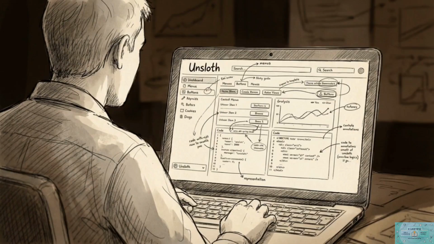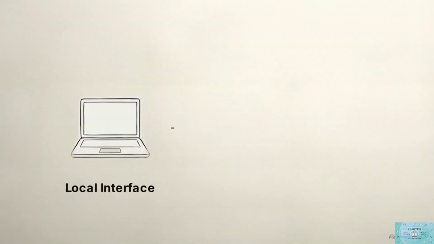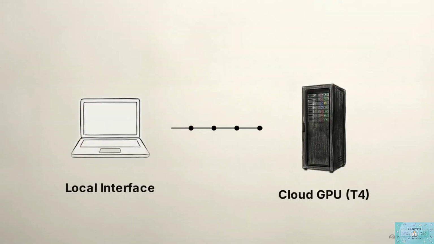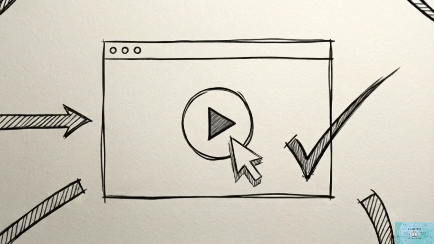With the CSV ready, we move to the Unsloth Google Colab notebook. This platform allows you to perform the training using a T4 GPU without any hardware costs. Once you open the notebook, run the setup cell exactly as it is. This installs the necessary libraries and prepares the environment for the training.